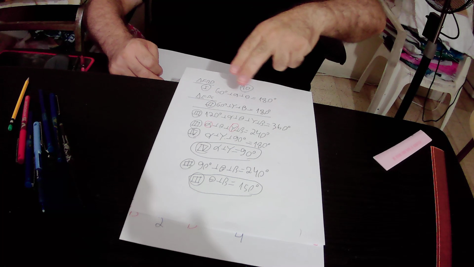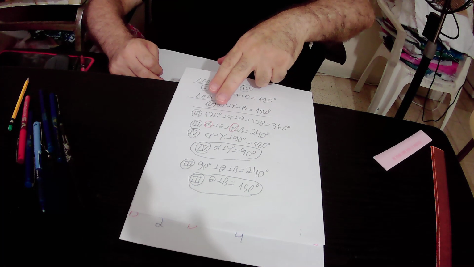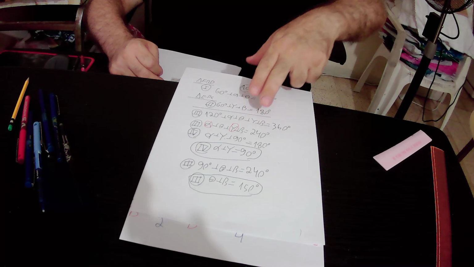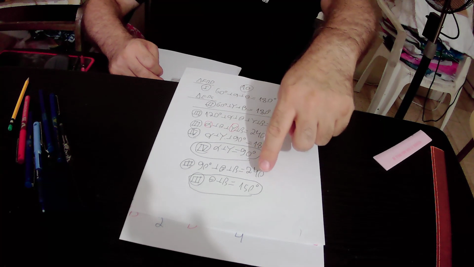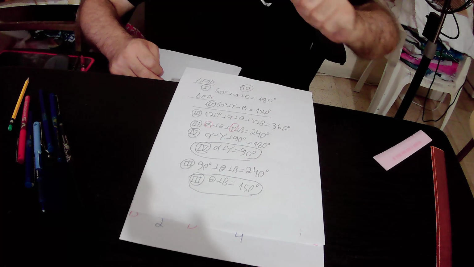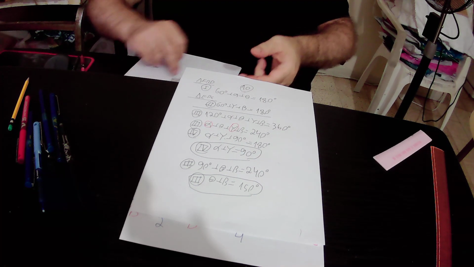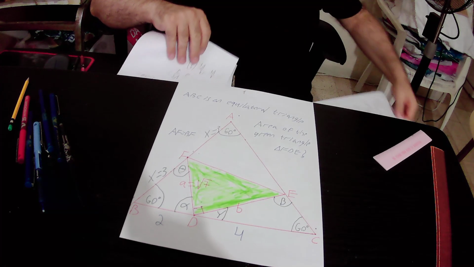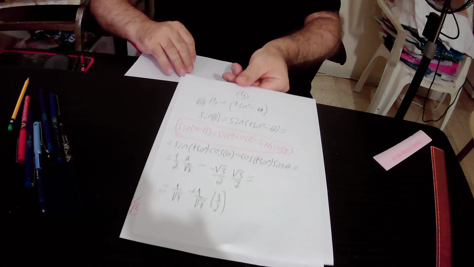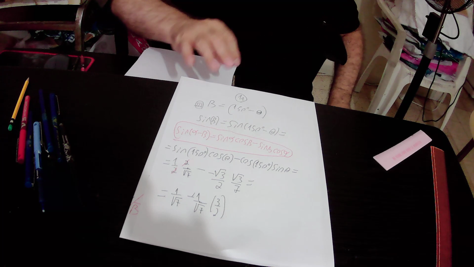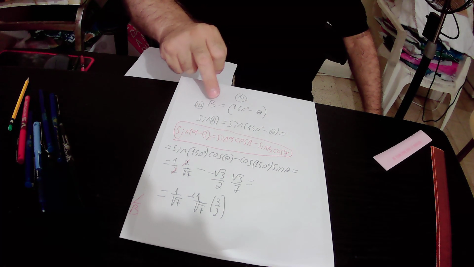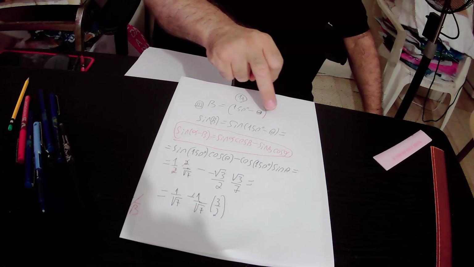So we can substitute alpha plus gamma in the third equation by 90 degrees. So we got that theta plus beta equals 150 degrees, or beta equals 150 degrees minus theta. So if beta equals 150 degrees minus theta, then sine beta equals sine of 150 degrees minus theta.